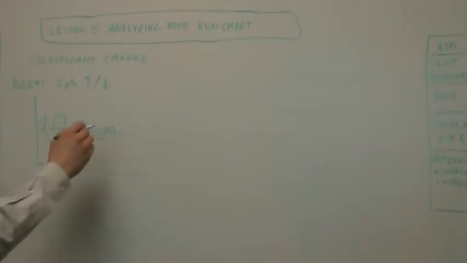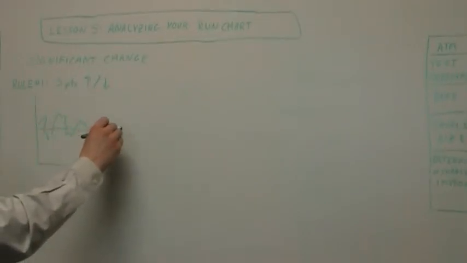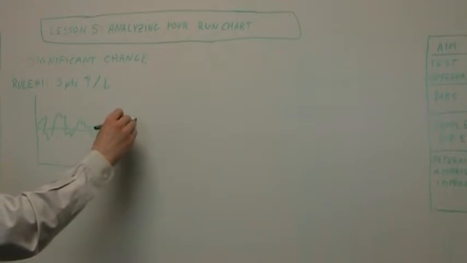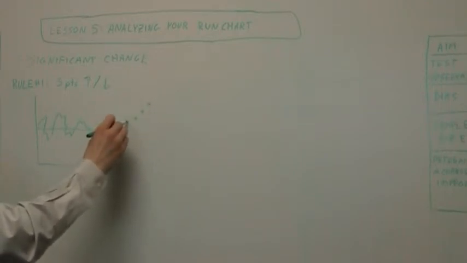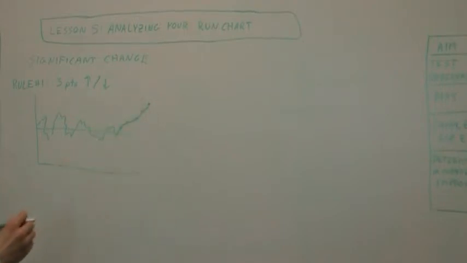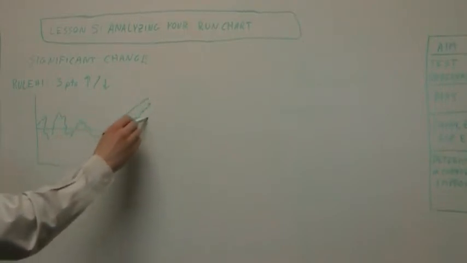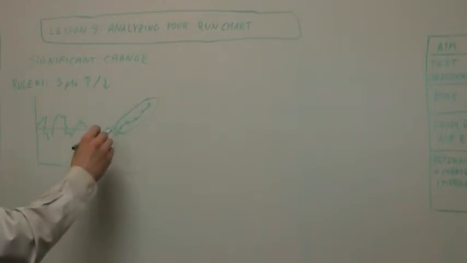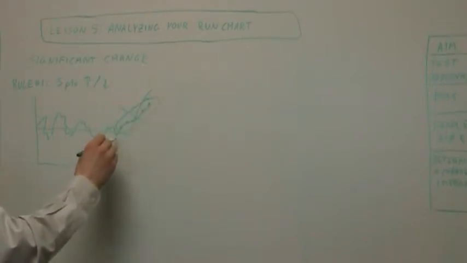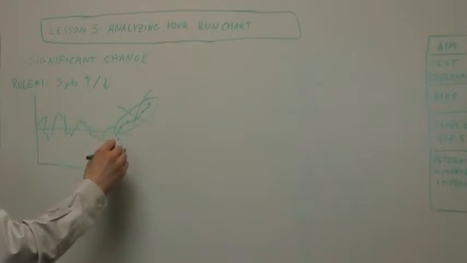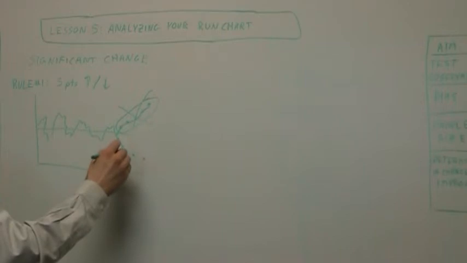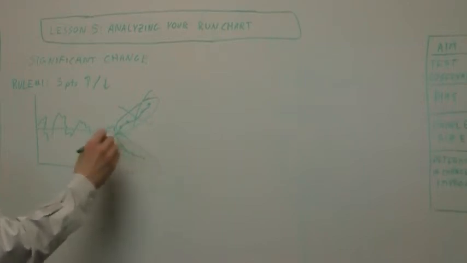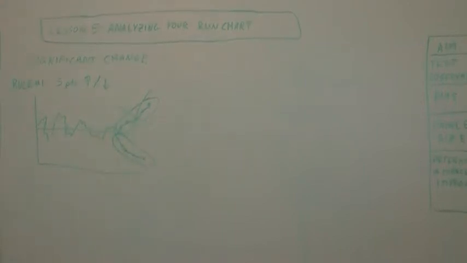So if we had this baseline data, and then all of a sudden we had 1, 2, 3, 4, 5 points all increasing in a row, then that is considered a significant change. Or, if that didn't happen, we had 5 points going down like this, that would also be considered a significant change.